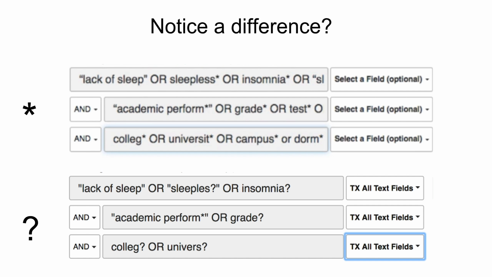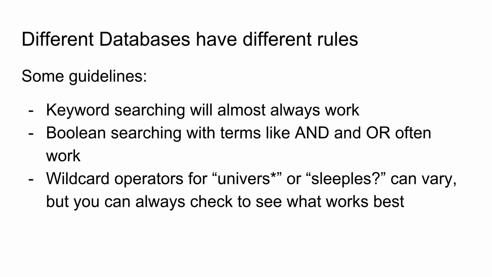First, I want you to look at this page and see if you notice a difference between the top search and the bottom search. Yes, you're right. The first one uses an asterisk as a wildcard, and the bottom one uses a question mark. What this tells us is that different databases have different rules.